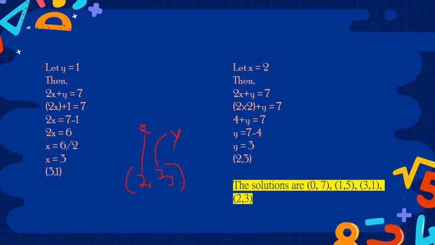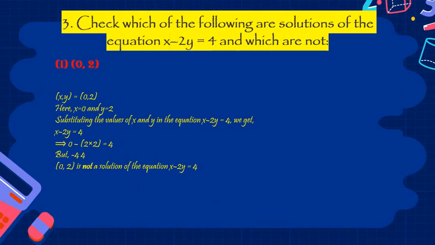The solutions of the equation are 0, 7, 1, 5, 3, 1, and finally 2, 3. Moving to the next. The other equation you can solve by yourself and find the 4 solutions of those equations.